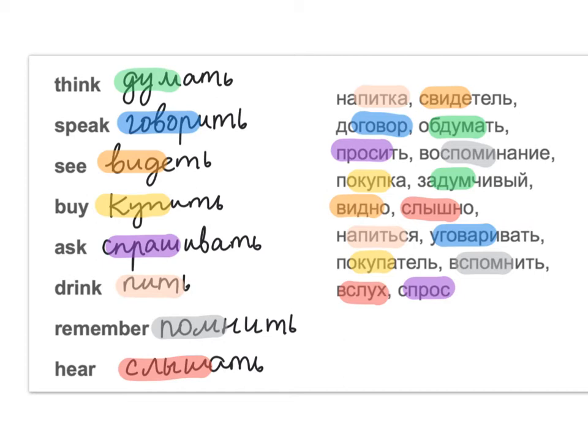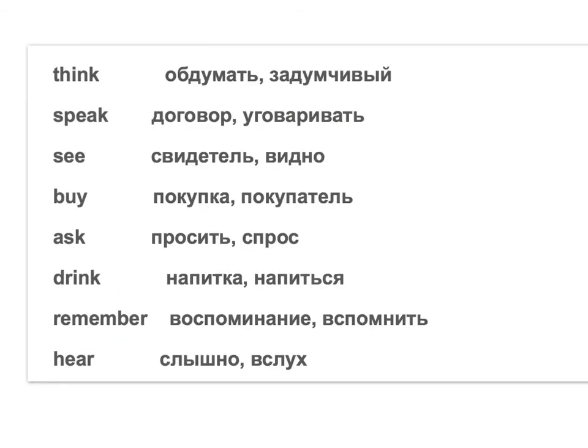Помнить, воспоминание, вспомнить. And слышать is also a little tricky because while we have слышно, which is easy to see, вслух is slightly more difficult to see. Now, can you figure out what part of speech each of these words are?